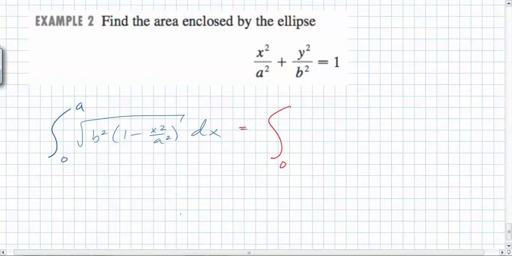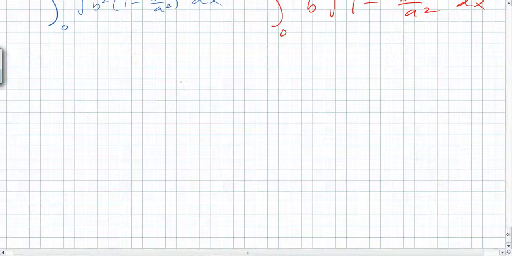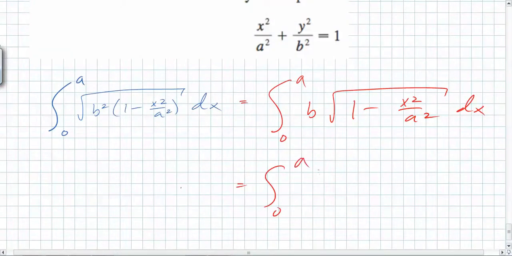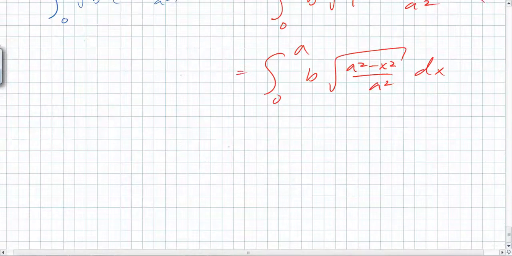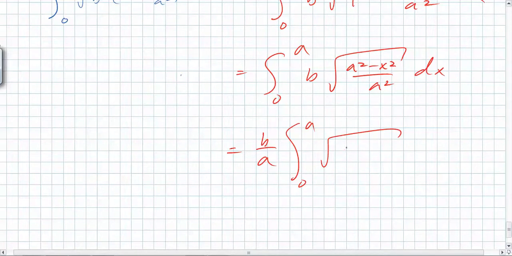The integral from 0 to A of b times this. Oh, you actually need to see what's going on? That would be helpful. Give me this times x squared over a squared dx, right? And then it equals the integral from 0 to A of b times the square root of a squared minus x squared over a squared dx. And then you can say b over a, you can factor it all the way out, right? Because they're constants, times the integral from 0 to A of the square root of 1 minus x squared dx. Does that look like it?